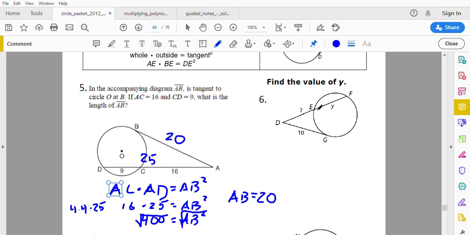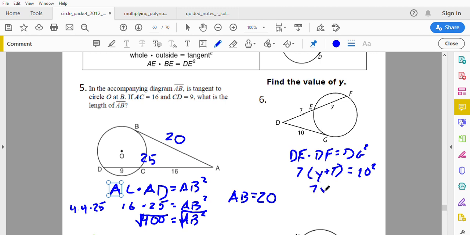All right. Over here, they want to know y. So, of course, they're going to make it a little complicated for you. What are we going to say? We're going to say DE times DF is equal to DG squared. So again, what do we got? We have the outside times the whole thing. Well, the outside is 7. And what's the inside? Well, it's y plus 7. Okay? DG squared is going to be 10 squared.